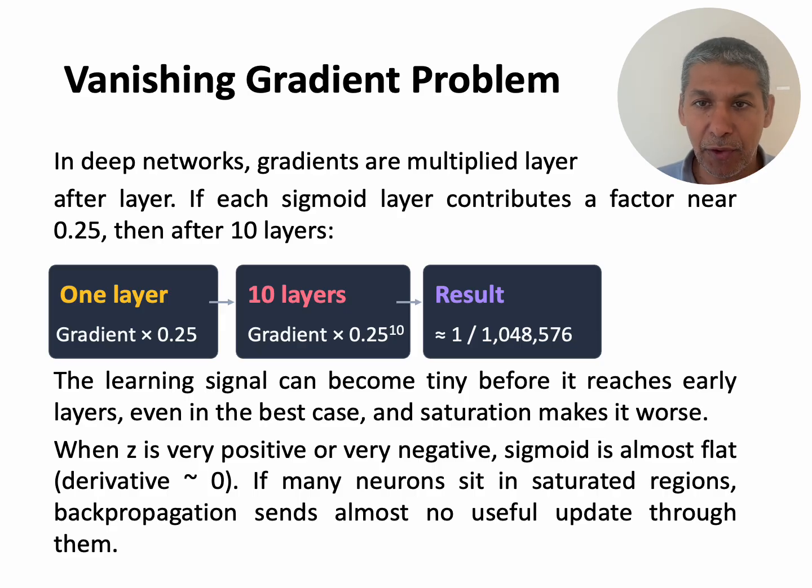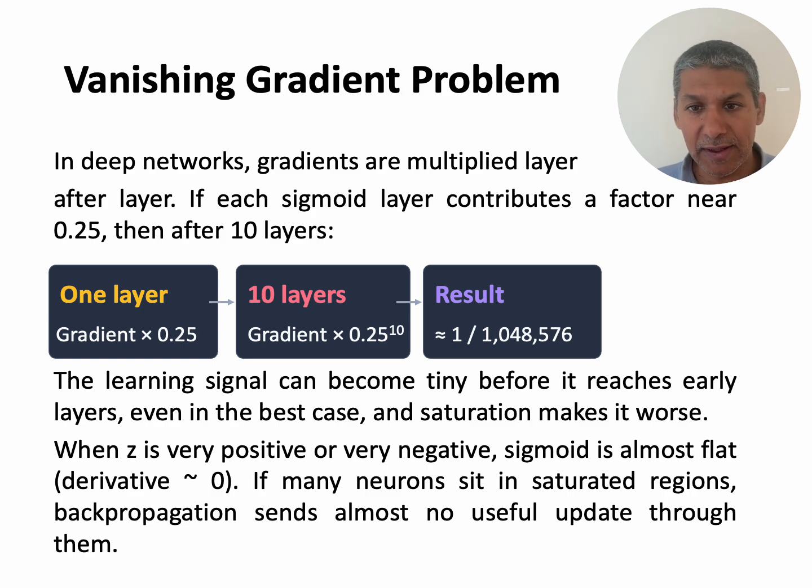Now, what's the vanishing gradient problem? That is really the root of why we use ReLUs now. So in deep networks, gradients are multiplied layer after layer when you're thinking about the backpropagation and gradient descent algorithms. So if each sigmoid layer contributes a factor which could really be very low, like 0, or even the maximum value of 0.25, even after 10 layers, your gradient is going to be really small. In many cases, it's going to be very near 0. So therefore, the learning signal just becomes really tiny before it reaches the earlier layers, starting from the end layer.